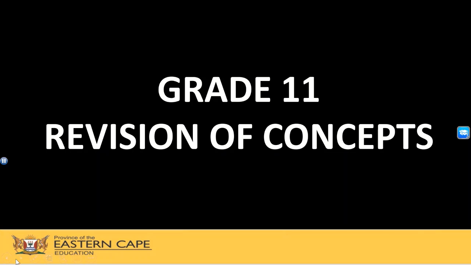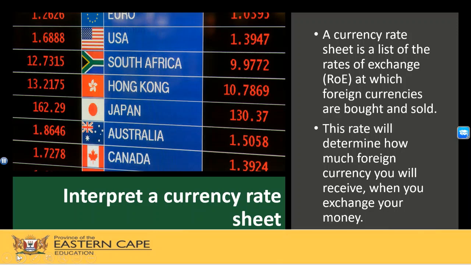And the first concept that we will be taking a look at here is that of a currency rate sheet and how to interpret it. A currency rate sheet is a list of the rates of exchange at which foreign currencies are bought and sold. This rate will determine how much foreign currency you will receive when you exchange your money. That is a concept that you were taught in grade 11.